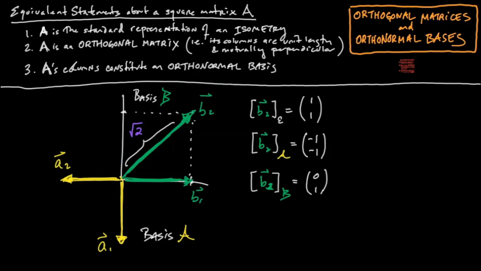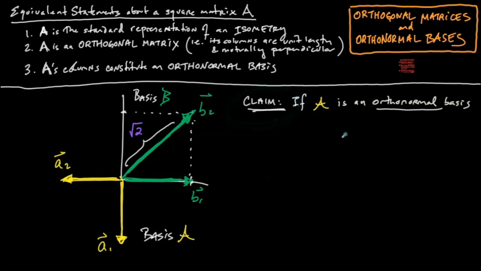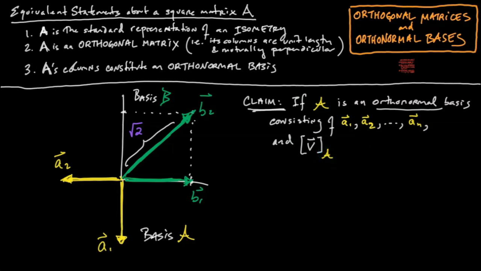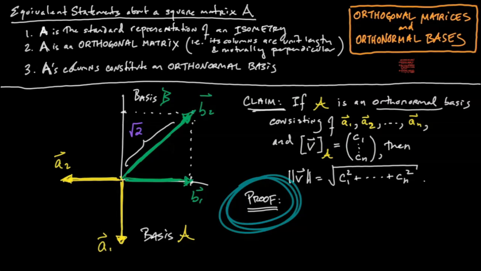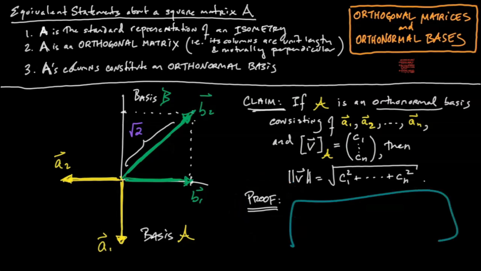Okay, so that's evidence that what I'm telling you is true, but we are looking for proof. Our claim is that if A is an orthonormal basis consisting of vectors A1, A2, all the way to An, and v is some vector whose A coordinates are c1, c2, all the way down to cn, then v's length is indeed given by the square root of the sum of the squares of those coordinates of v relative to the orthonormal basis. And the proof is so short, thanks to the work we've done already, that I can fit it in this tiny space.